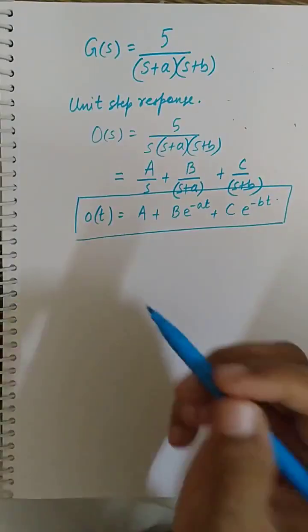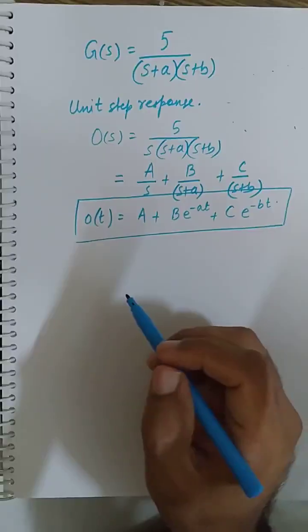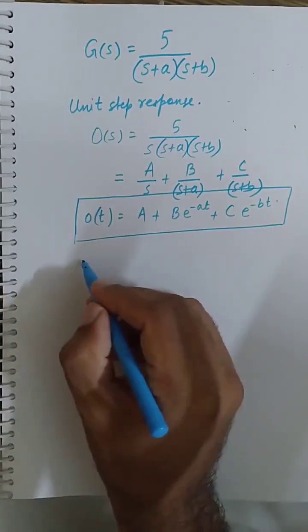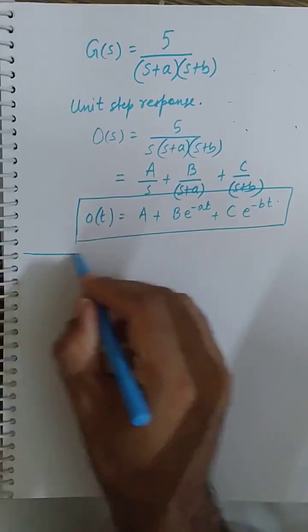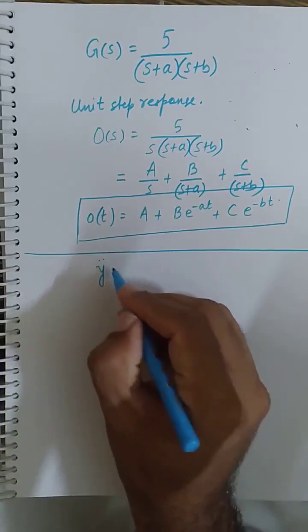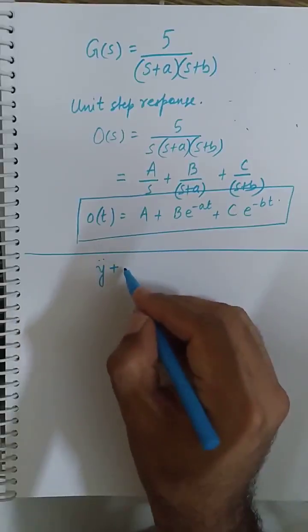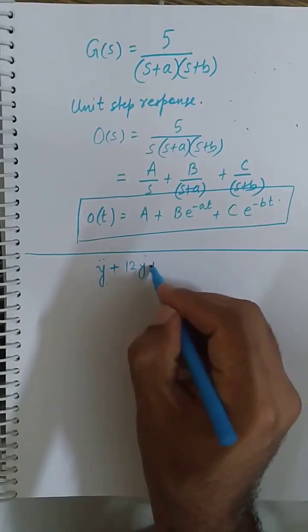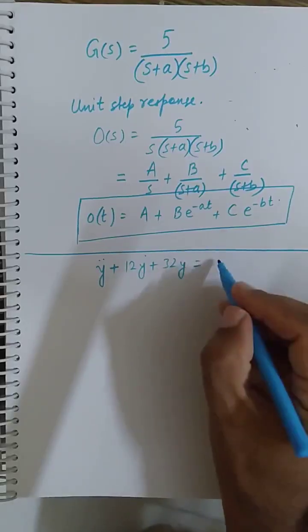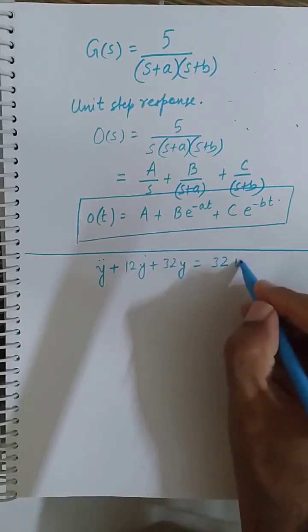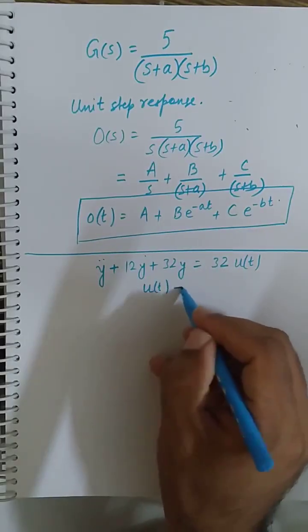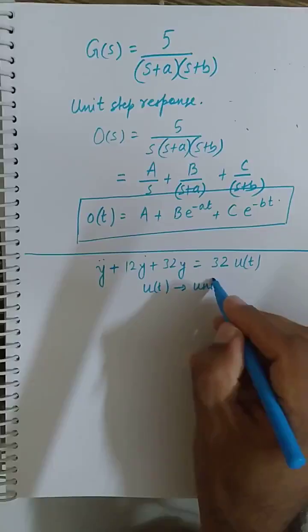And in fact, you can even do a numerical based on this. If you have a differential equation, like an ODE which is given as y double dot plus 12 y dot plus 32 y, and this is equal to 32 times u(t). What is u(t)? u(t) is my unit step function, right?